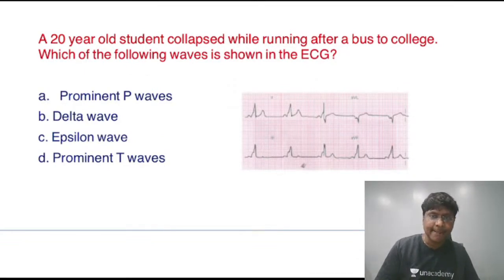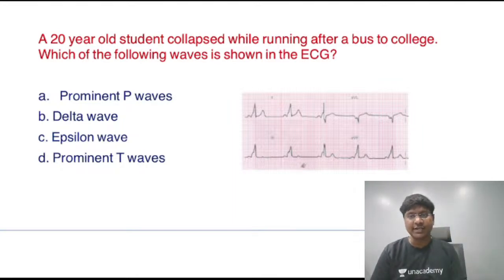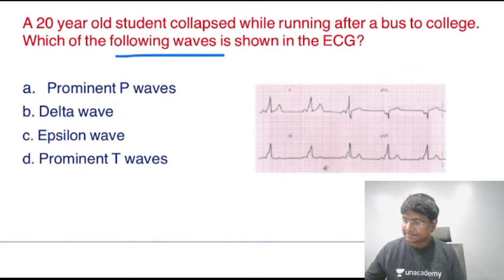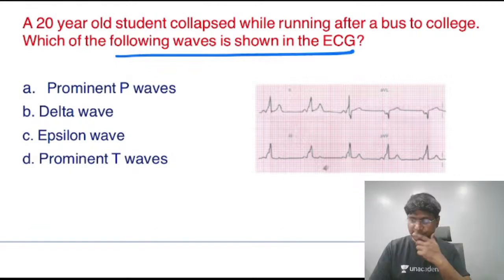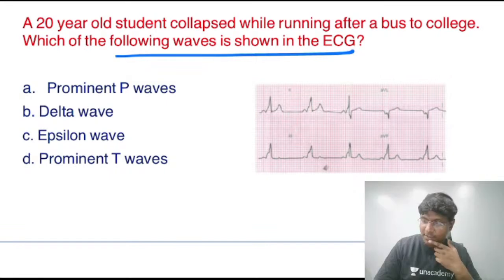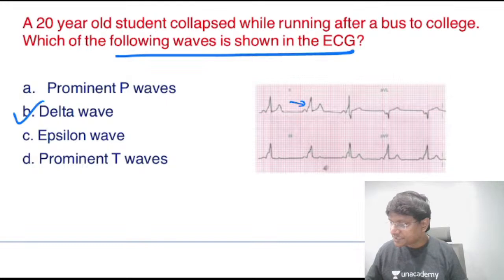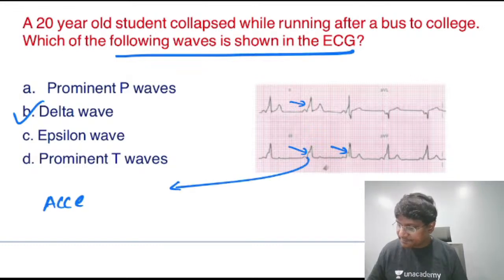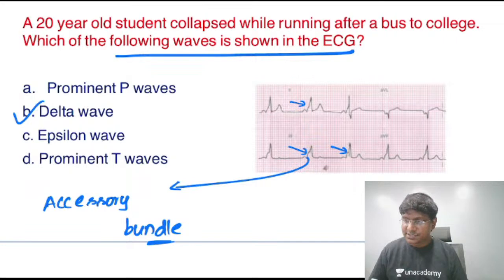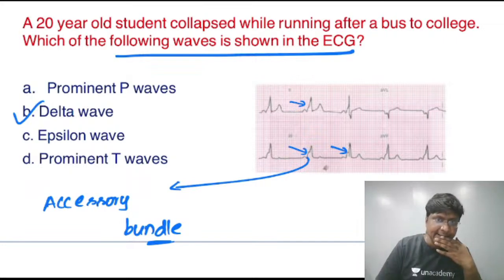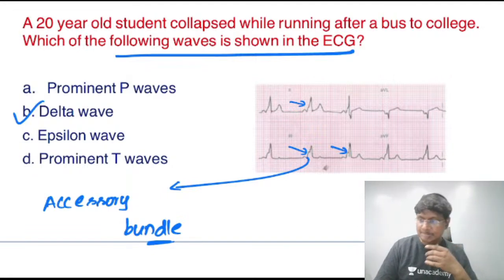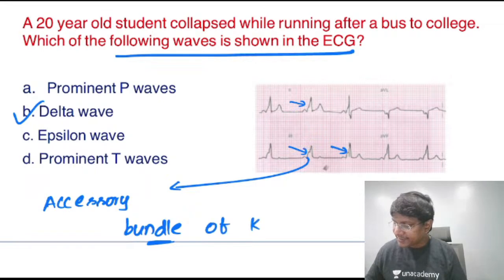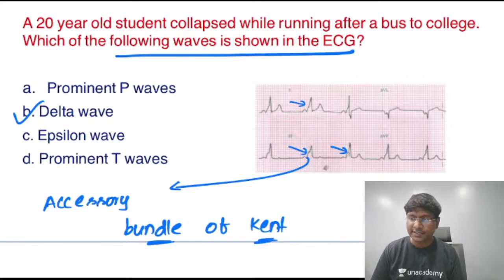Okay, next question. A 20-year-old student collapsed while running after a bus to college. Which of the following waves is shown in the patient? Right, that is your delta wave. What has been shown to you is the delta wave. Okay, now in this patient, what is the name of the accessory bundle? Yes, so that is the bundle of Kent. Next.